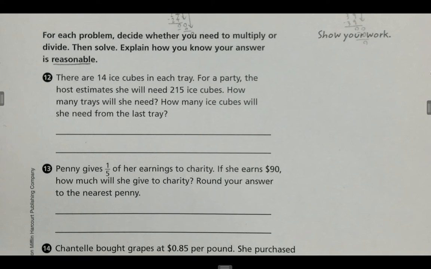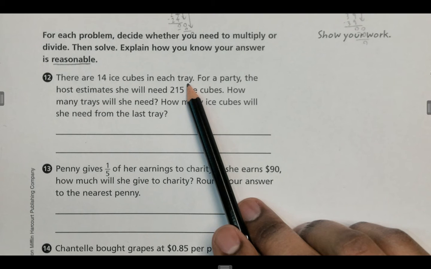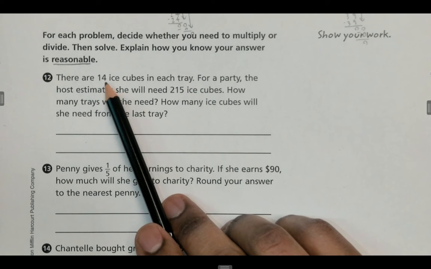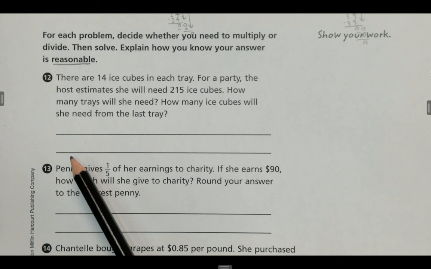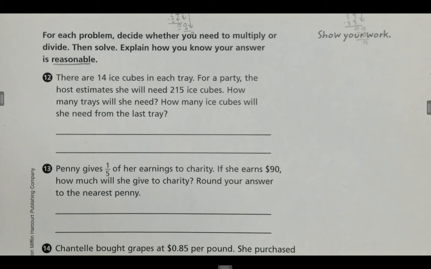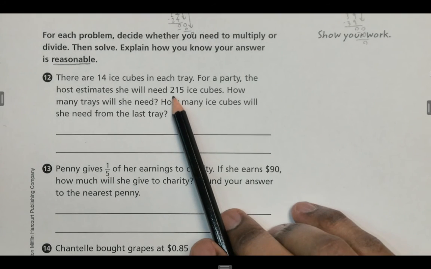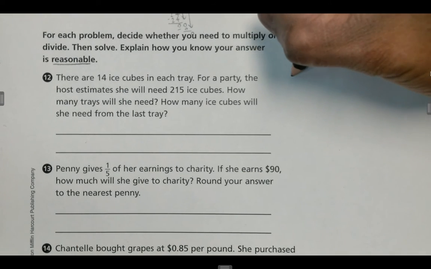Okay, so let's visualize the situation. We can picture an ice cube tray. We know that each ice cube tray can hold 14 ice cubes. We're trying to determine how many trays we're going to need of ice cubes to meet the target of 215 ice cubes. I think division is what we are looking at. We're going to divide 215 by 14 to see how many trays are needed.